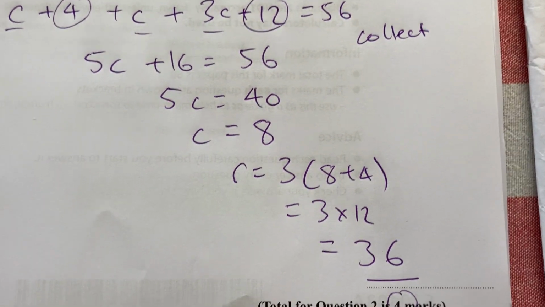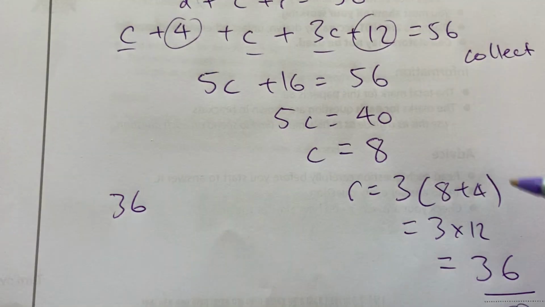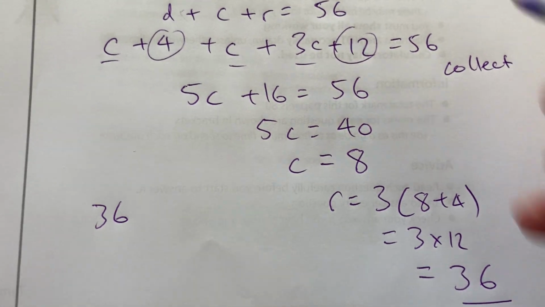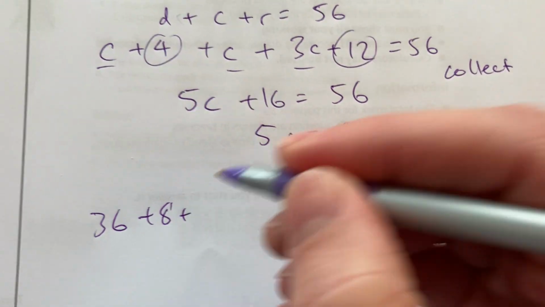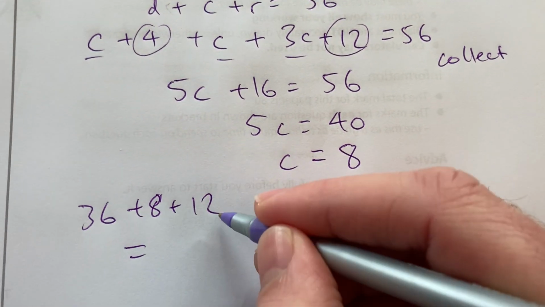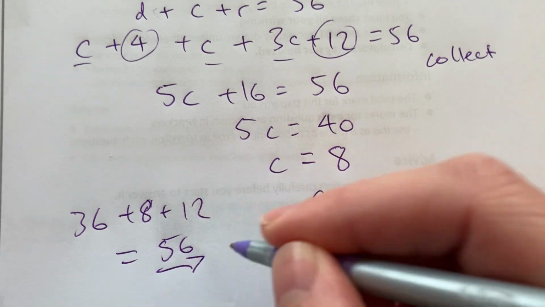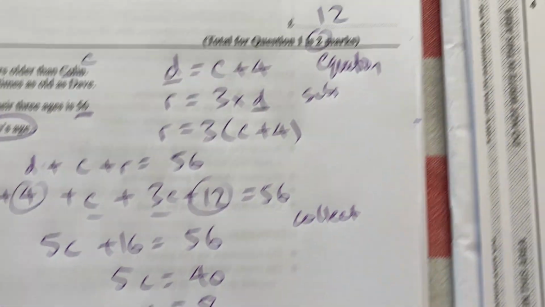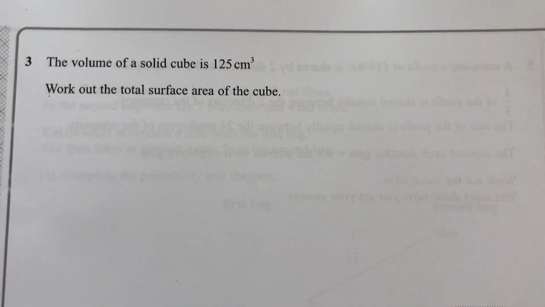And you could check that this is right. 36 for Ruth, 8 for Colin, and 12 for Dave. 8 plus 12 is 20, and it does add up to 56, so I know it's right. Okay, let's move on to question 3.